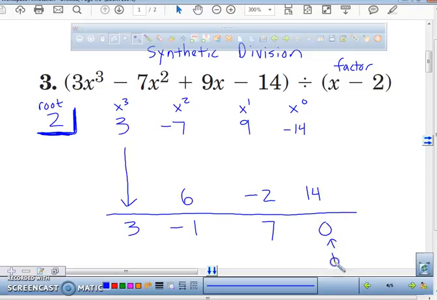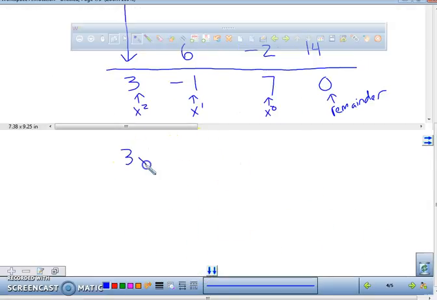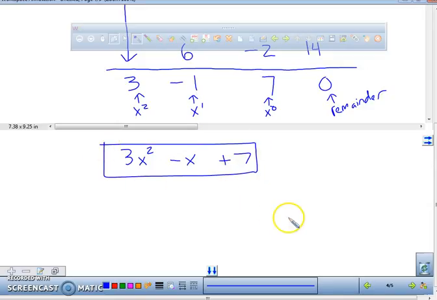By the way, everybody, this is your remainder. Sometimes you'll have a remainder, sometimes you won't. Now, how do I interpret this 3, this negative 1, and this 7? Well, here's how it works. If you've got x cubed here, this 3 represents how many x squared you're going to have. This goes down by 1, so it's x to the first. This is how many x to the power of 0. So my final answer is 3x squared minus x plus 7. 3x squared minus an x plus the 7.